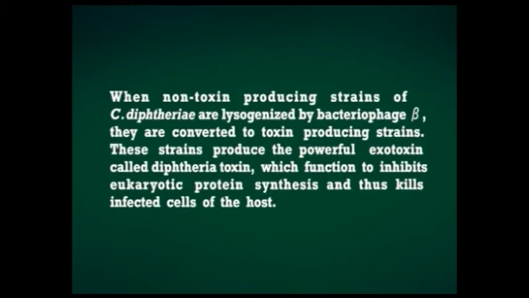When non-toxin producing strains of Corynebacterium diphtheriae are lysogenized by the bacteriophage beta, they are converted to toxin producing strains. These strains produce the powerful exotoxin called the diphtheria toxin, which functions to inhibit eukaryotic protein synthesis and thus kills the infected cells of the host.